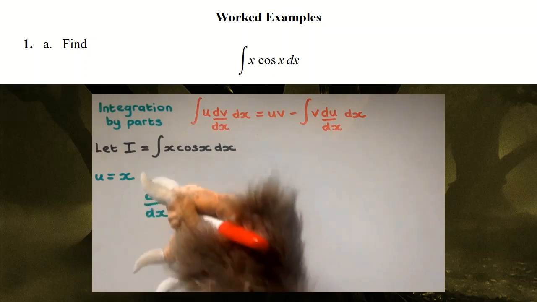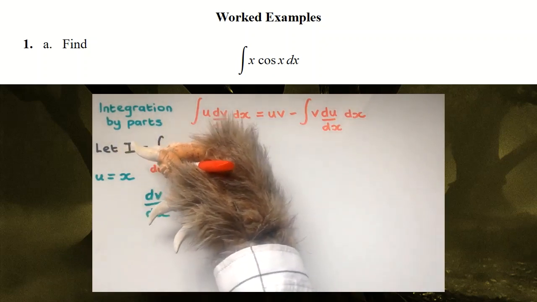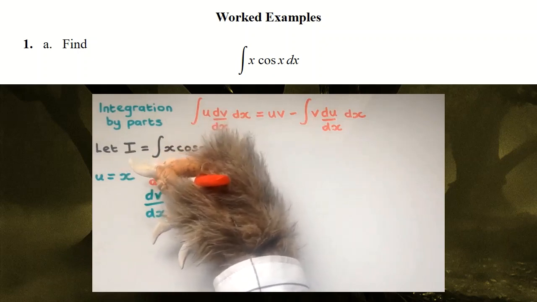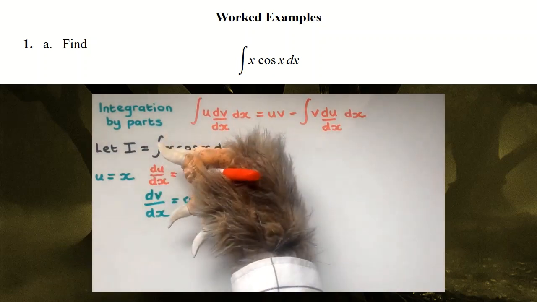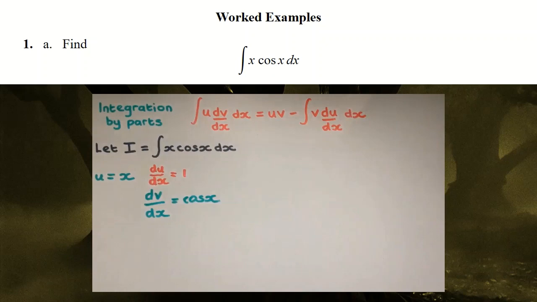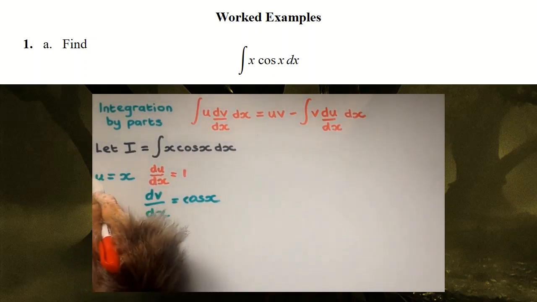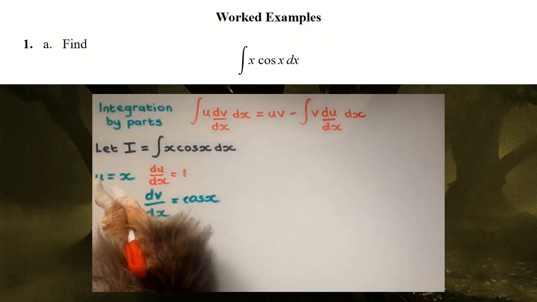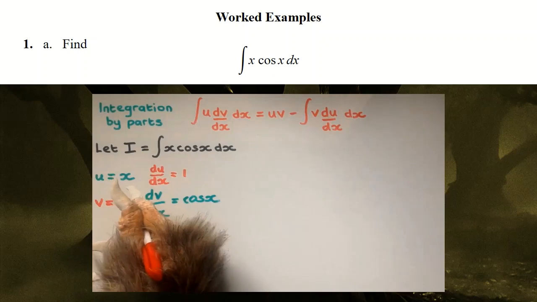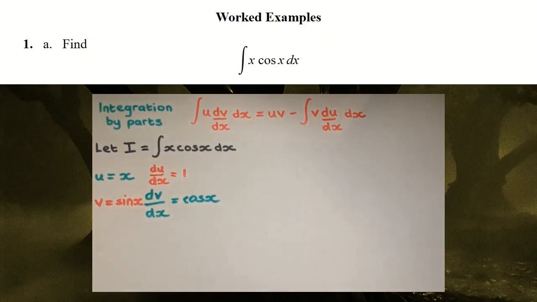So du by dx, that's straightforward. You just differentiate u, which is just going to be 1, because the derivative of x is just 1. Now here we're going to write v. Now v is the integral of cos x, and that's standard. So you should know, without looking it up, hopefully, that the integral of cos x is in fact sin x.